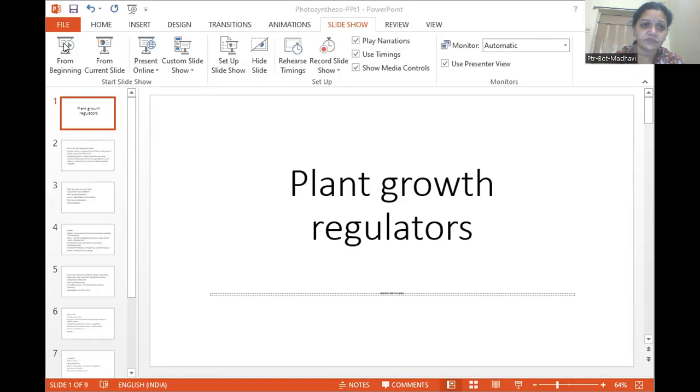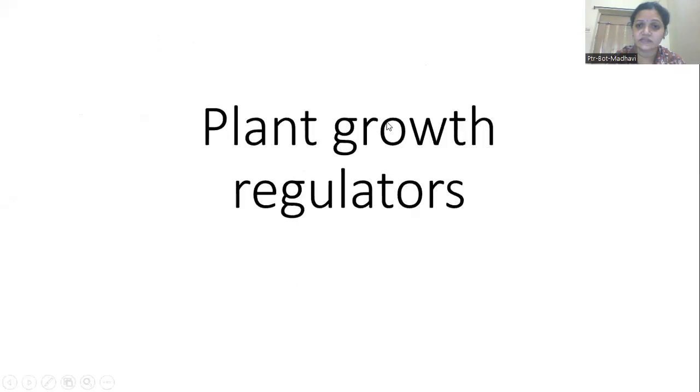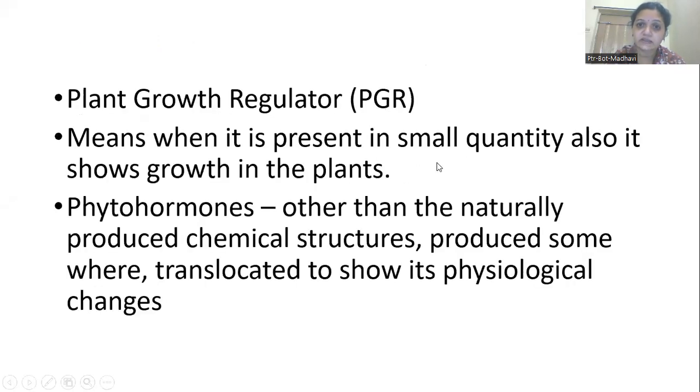Growth hormones are the ones which are present in the plant body and they will work along with the light intensity. Okay, so wherever the light intensity is more, they will go there and do their action. Those are the plant hormones. So these are called the phytohormones.